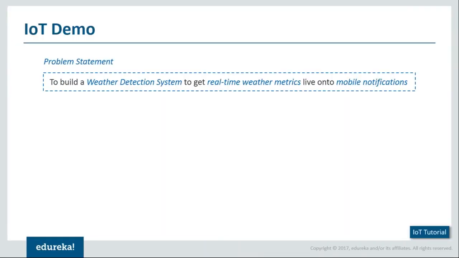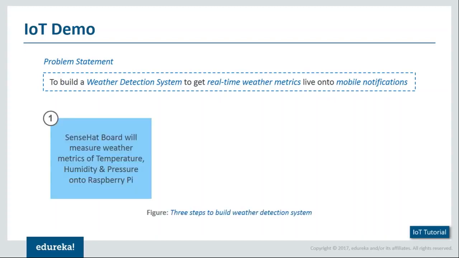Now that we've installed Raspbian on Raspberry Pi, it's time we begin the demo for this session. We're trying to build a weather detection system to get real-time weather analysis, which basically means the pressure, temperature and humidity. We want to get a live mobile notification for this. For that, we'll first be using the Sense HAT board, which will help us measure metrics like temperature, humidity and pressure onto our Raspberry Pi.